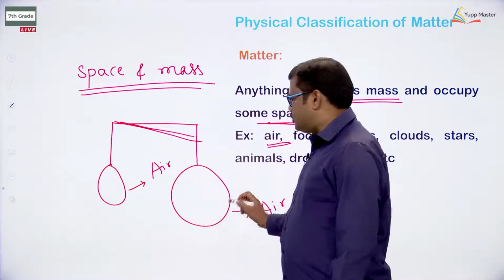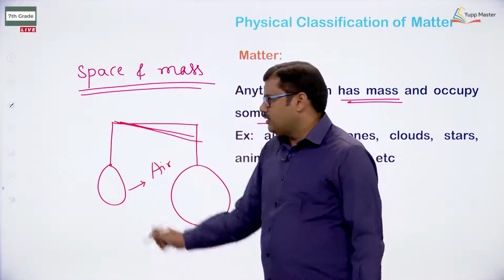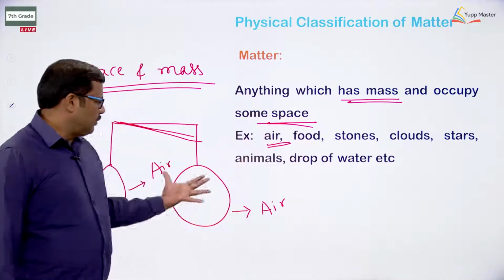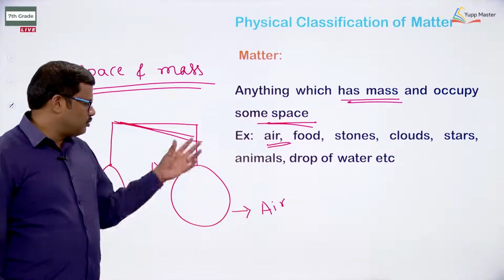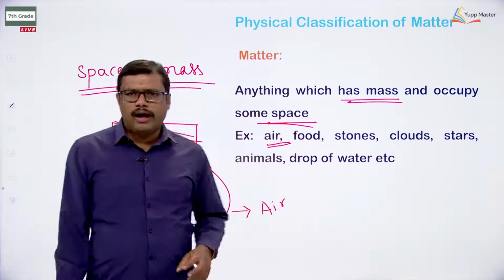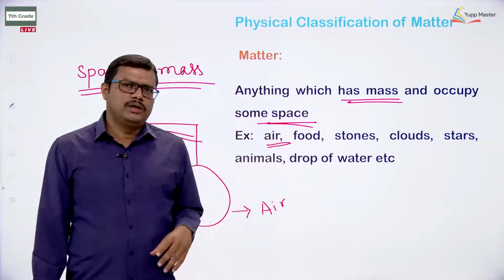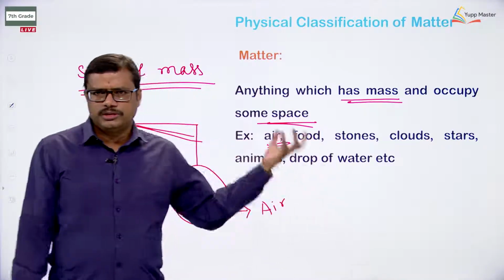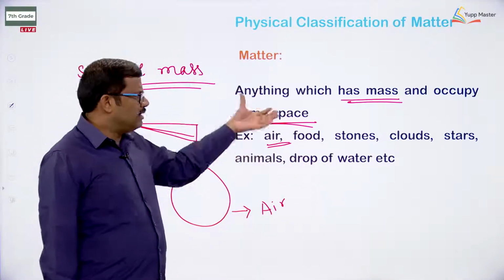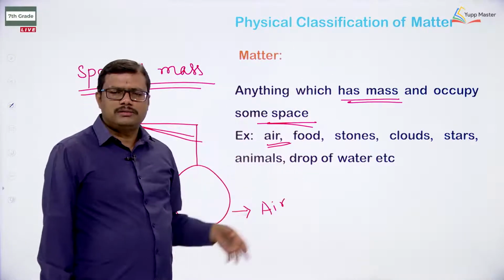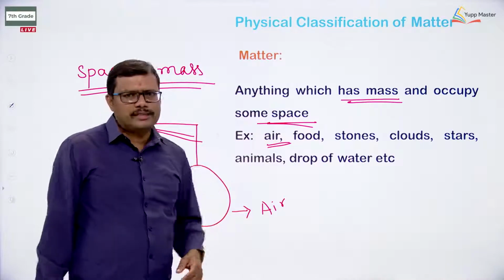So, it occupies some space and it has mass. The large balloon has more mass compared to the small balloon, and of course the small one also has mass. Air occupies the space provided to it and exhibits weight, it possesses some mass. So, anything which has mass and occupies some space is matter. So, air is matter.